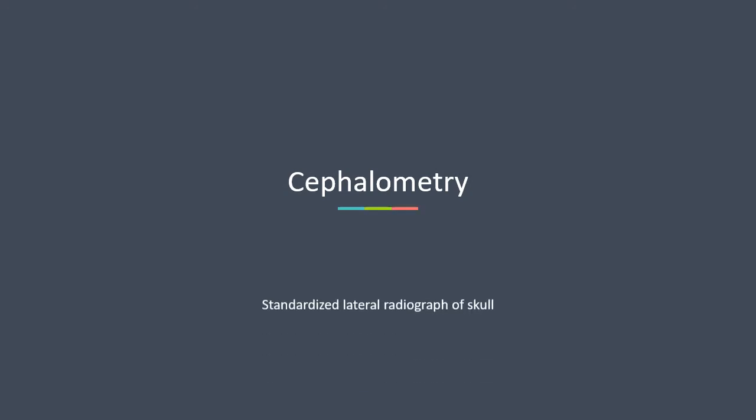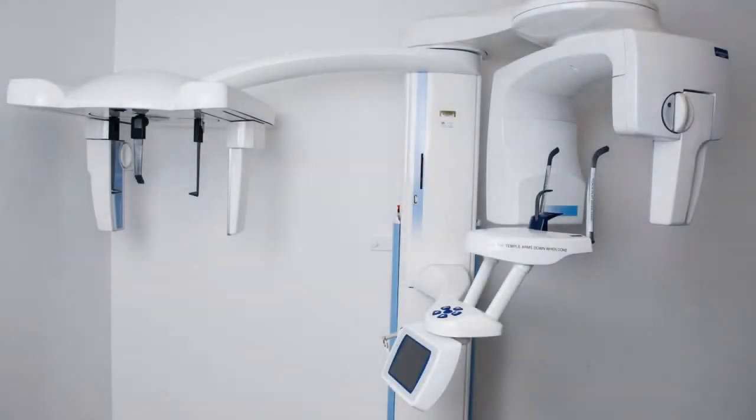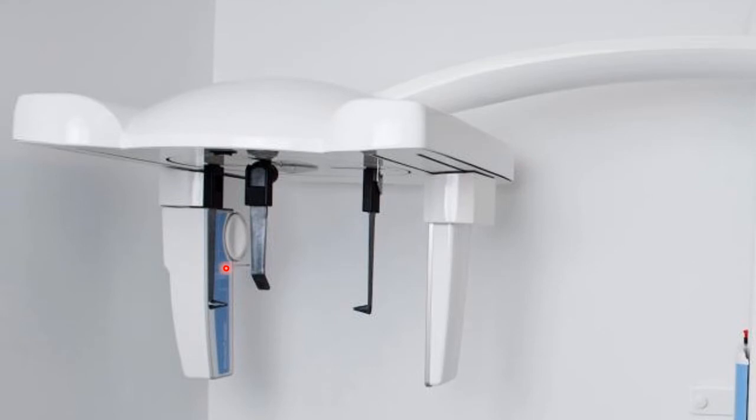Cephalometry. Cephalometry is a standardized lateral radiograph of the skull. The standardized lateral radiograph of the skull, or the cephalometric radiograph, is taken by using a cephalometric X-ray. The cephalometric X-ray is composed of the X-ray source and the sensor collimator, in addition to the cephalostat. The cephalostat is used to position the head of the patient in a standardized lateral position.